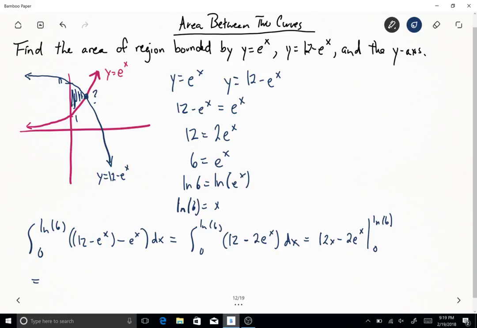So moving forward from here, where do we go? Well, that means we get 12 natural log of 6 minus 2e to the natural log of 6. And then we have to subtract off when we plug in 0. So you get 0 in that first case, minus, but you have to be careful, you get 2e to the 0. That actually does something.